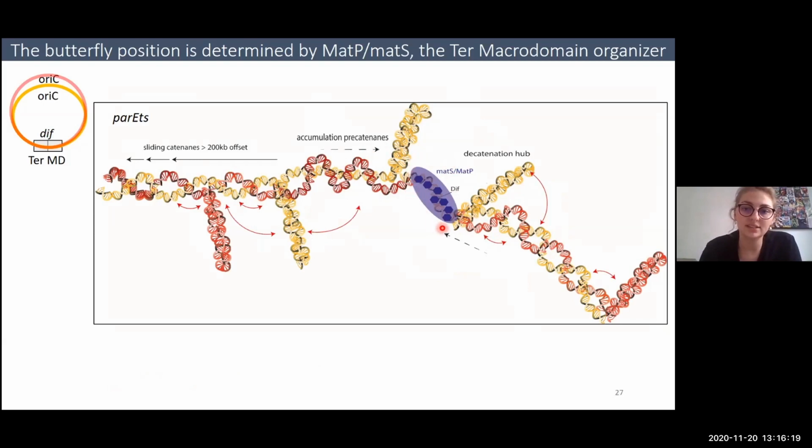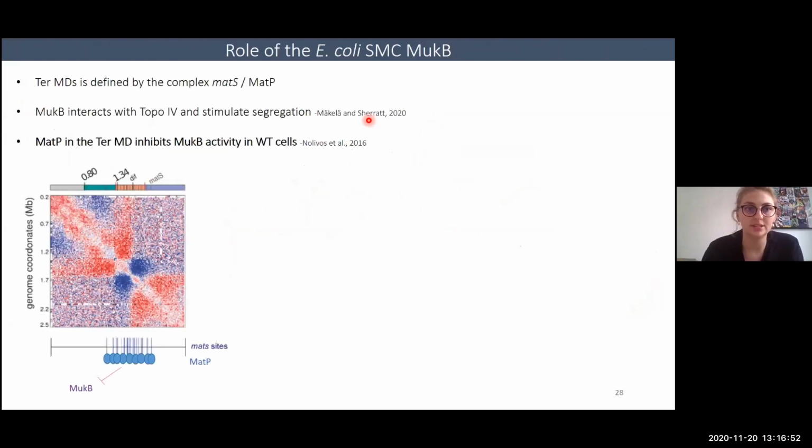So we define this complex as a decatenation hub, which would mean that in the wild type, the precatenanes are drawn to this decatenation hub to be resolved before the end of the cell cycle. But in the absence of Topo IV, no one is here to decatenate, to resolve those precatenanes. So they will accumulate here, and this will result in the disorganization of the nucleoid that I showed you with the butterfly wings.